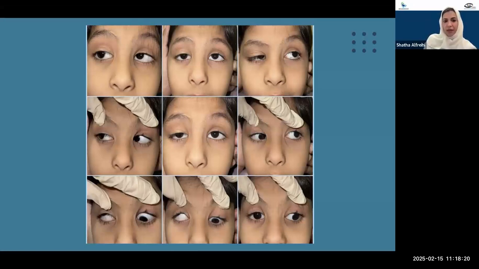Okay. Yeah, I think a problem with this upshoot during reading is being bullied at school. I don't think anyone would do nothing for this patient, so I think something should be done. I like the idea of a free tenotomy.